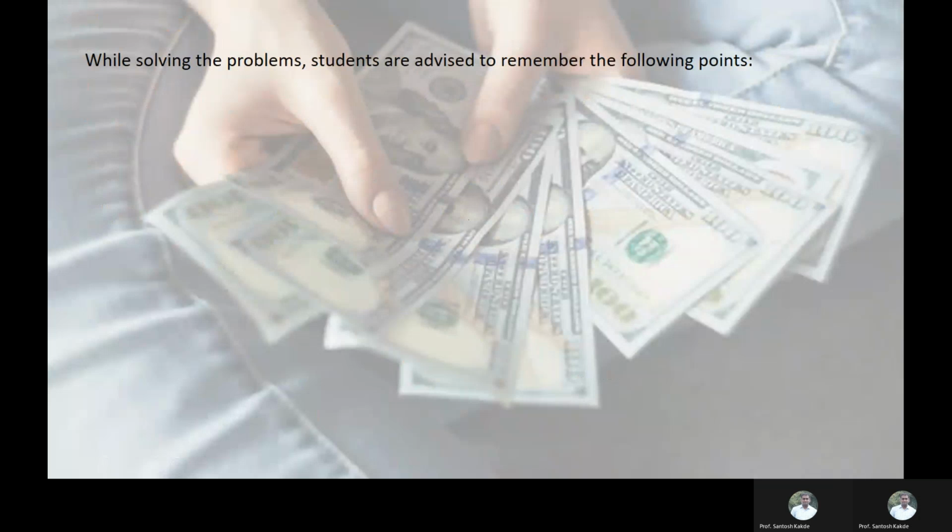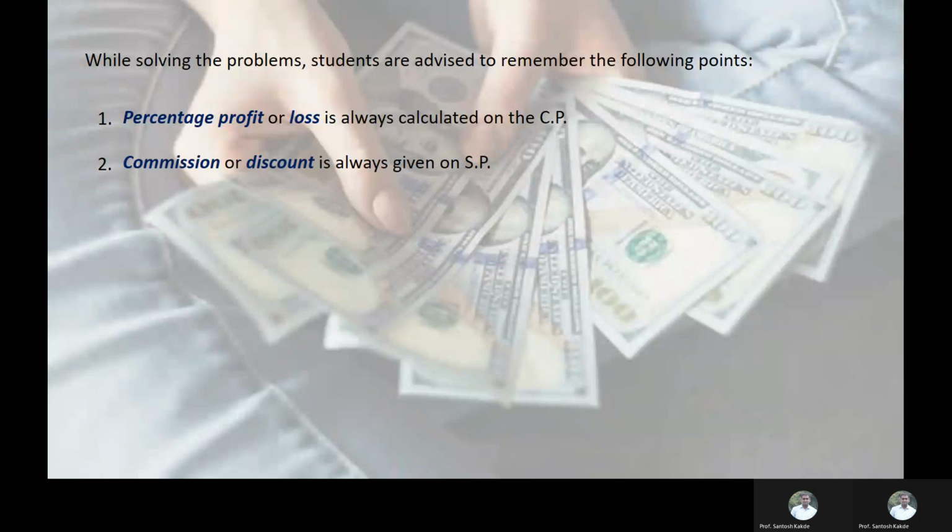Now, while solving the problem, students are advised to remember the following points. You have to remember all these points while solving the examples. Most of the students make mistakes here. So, percentage profit or loss is always calculated on the cost price, that is CP. Remember this one, whatever the loss and profit is always calculated on CP. Next one, commission or discount is always given on the selling price.